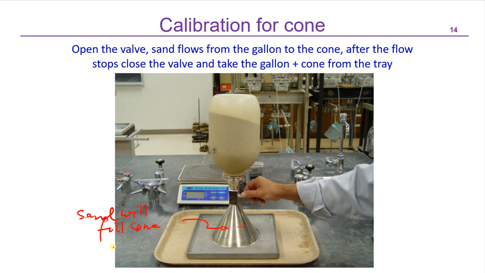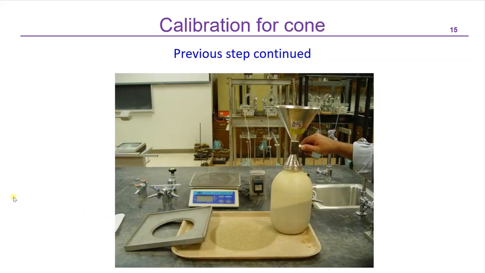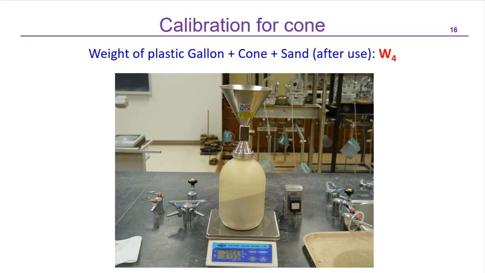Okay, we are going to wait almost 2 to 3 minutes until the whole cone is filled, and in that time we are not going to apply any energy. Let it fall under gravity. Once this has been done, we close the valve, remove it, and do the weight again. That weight is going to be W4.